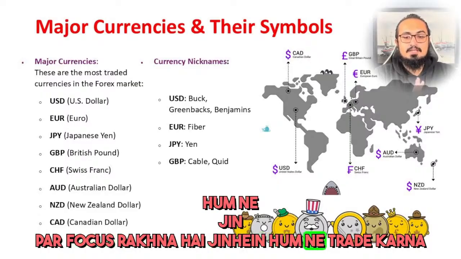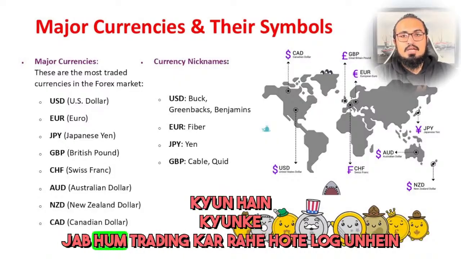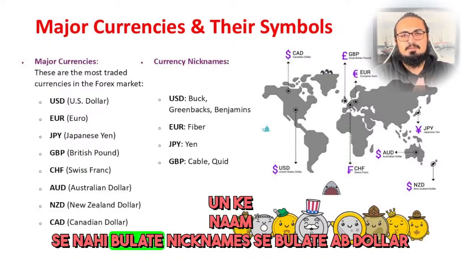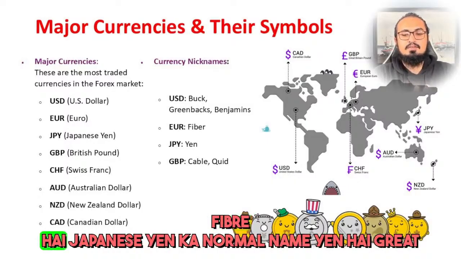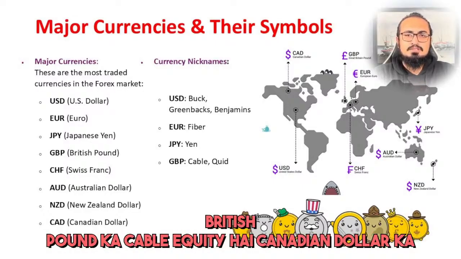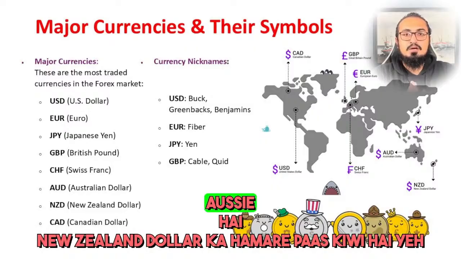Why is it important to understand the nicknames? Because when we're trading, people do not call them by their formal names, they call them by nicknames. Now for the dollar, it's Buck, Benjamin, Greenback. For the pound, we have Cable, for the Canadian dollar we have Loonie, for the Australian dollar we have Aussie, for the New Zealand dollar we have Kiwi. These different names help us understand this trading language so that it becomes easy for traders to communicate with each other. So these are the 8 major currencies. We have also discussed their names, and you can see the symbols on the slide.